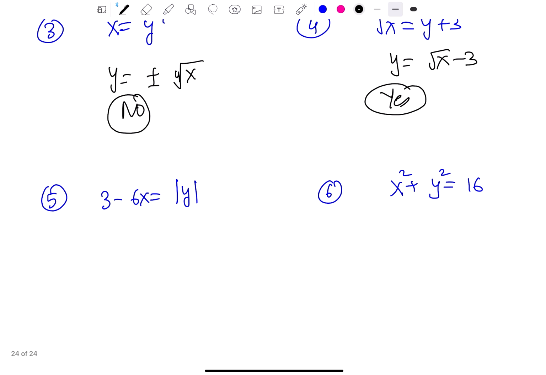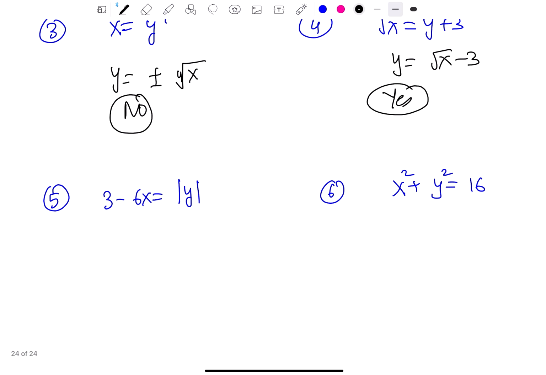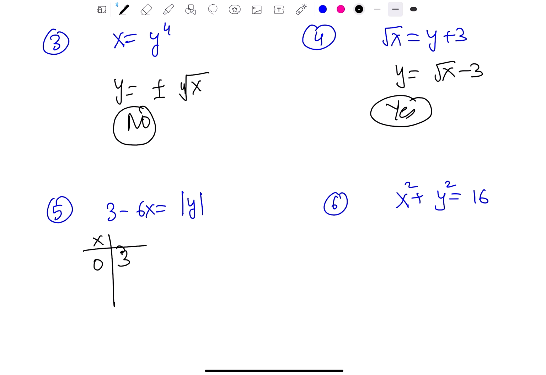Next one, we have absolute value of y is equal to 3 minus 6x. This one, if x is 0, let's see what y is equal to. So if x is 0, y can equal 3. But if x is 0, y can also equal negative 3. So one x value is connected to two different y values. So that is not a function.